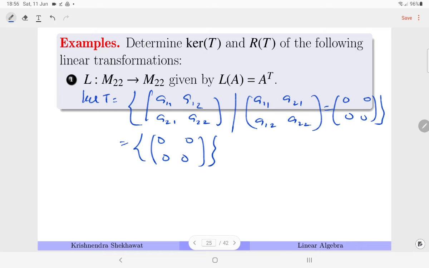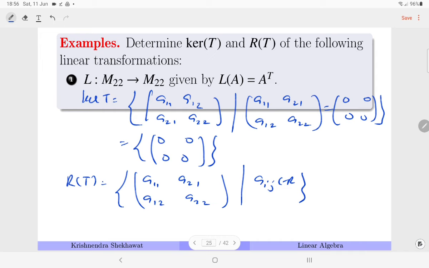its dimension is 0. If you see the range T, then it is A transpose, which is A11, A21, A12, A22, where each Aij belongs to R. Its dimension is 4.